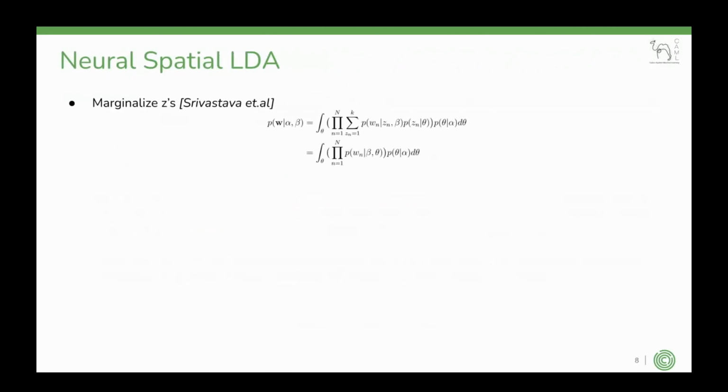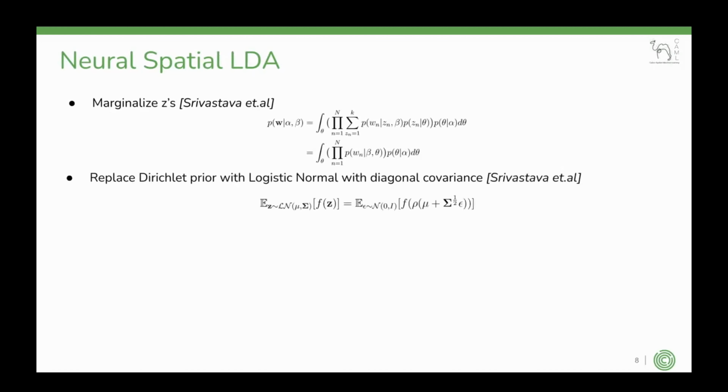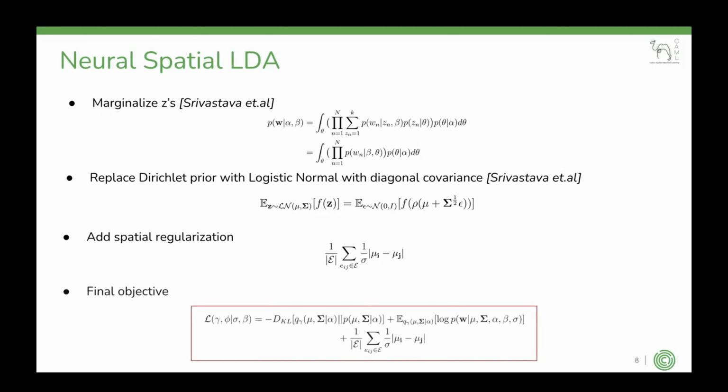Here is our proposed neural spatial LDA. As suggested by Srivastava and his colleagues, we marginalize out the discrete latent variable z's in our generative model of spatial LDA, and we approximate the Dirichlet distribution with a logistic normal with diagonal covariance. Logistic normal could be easily reparameterized as shown here. Then we add a spatial regularization to the posterior means of microenvironments that are connected via an edge, similar to the Laplacian prior in spatial LDA. Our final objective looks like this.